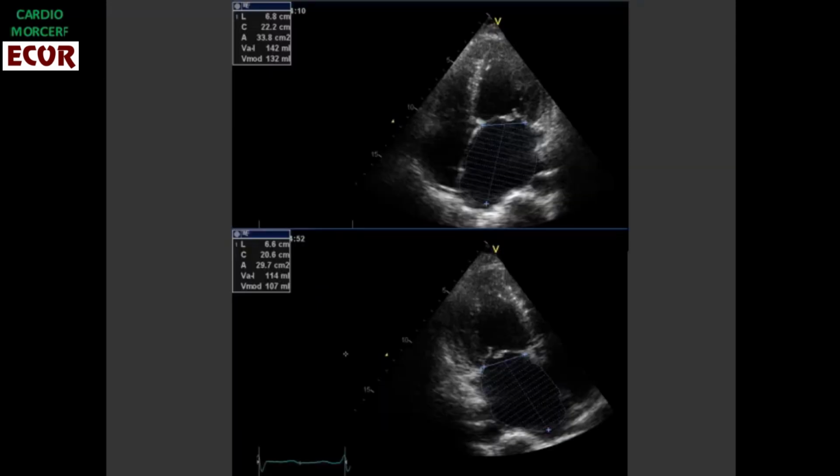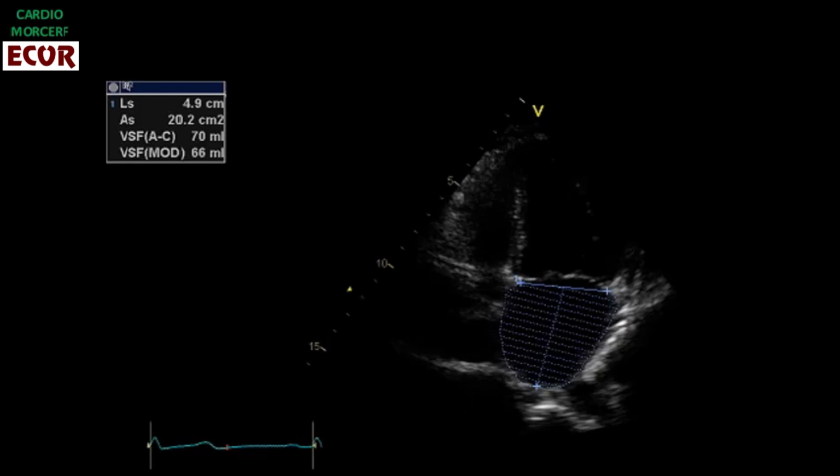Another possibility is to use the apical 4 chamber and the 2 chambers and get the mean of the volumes obtained in the 2 views. Notice that in this case, there is about 30% of difference in the volumes from one view to the other. Occasionally, it may be much more than that. My advice is to get the largest value rather than the mean.